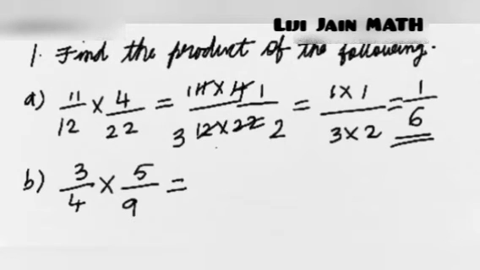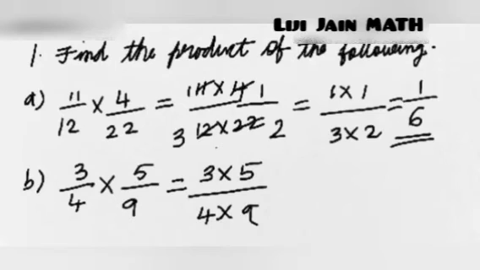What is the rule for multiplying two fractions? Product of the numerators by product of the denominators. Which are the numerators? Yes, 3 and 5 are the numerators, and 4 and 9 are the denominators. Any common factor among them? Yes, 3 and 9 can be cancelled by 3 table, isn't it? 3 ones are 3, 3 threes are 9.